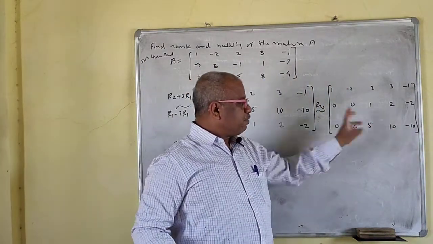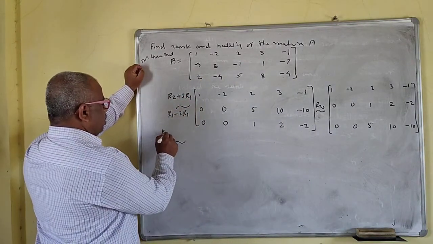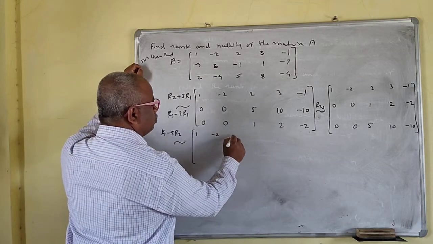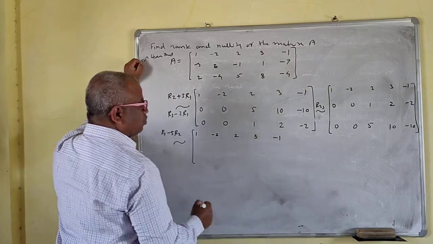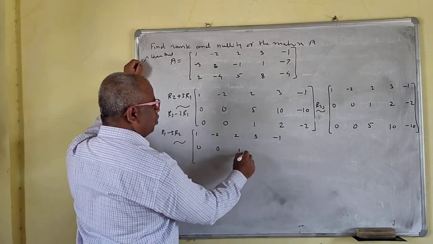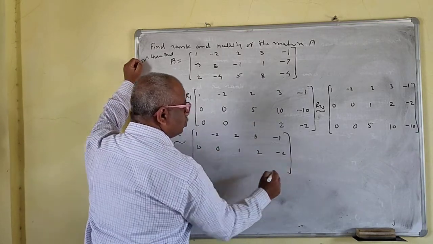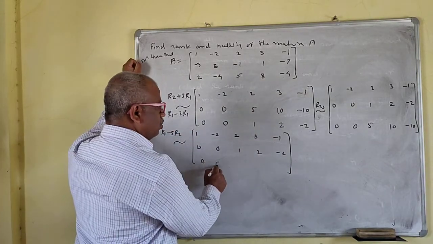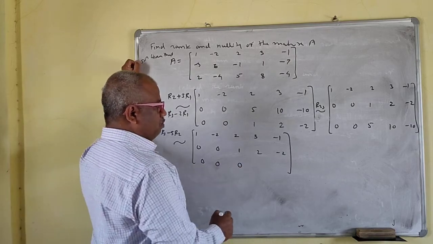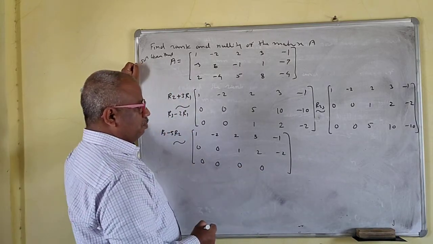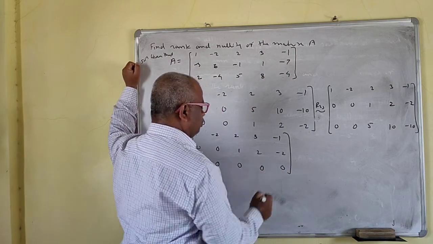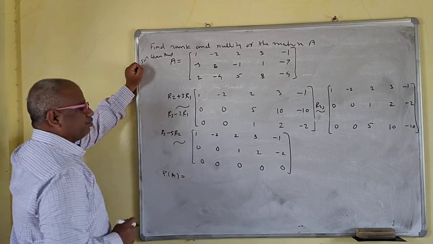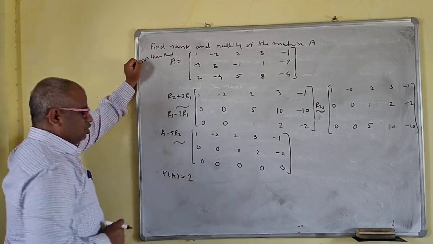Now with the help of this one, we have to make this 0. So this is R3 minus 5 R2. So this is 1 minus 2 2 3 minus 1, 0 0 1 2 minus 2. Okay, so then you have to multiply by minus 5 and add this. So this is 0 0 minus 5, so this is 0, minus 10 plus 10, this is 0, plus 10 minus 10, this is 0. Okay, so now the rank of A, directly we can write here, rank of A is the number of non-zero rows, which is 2.